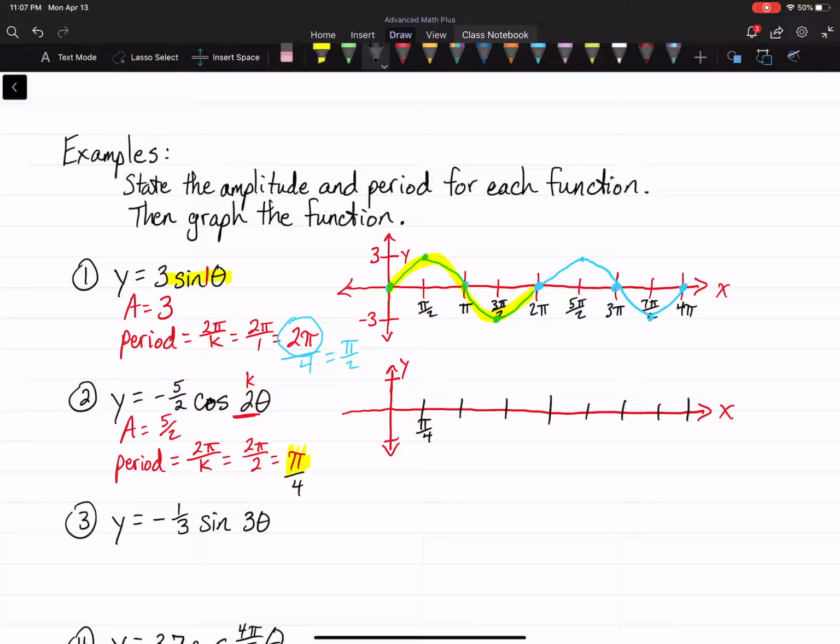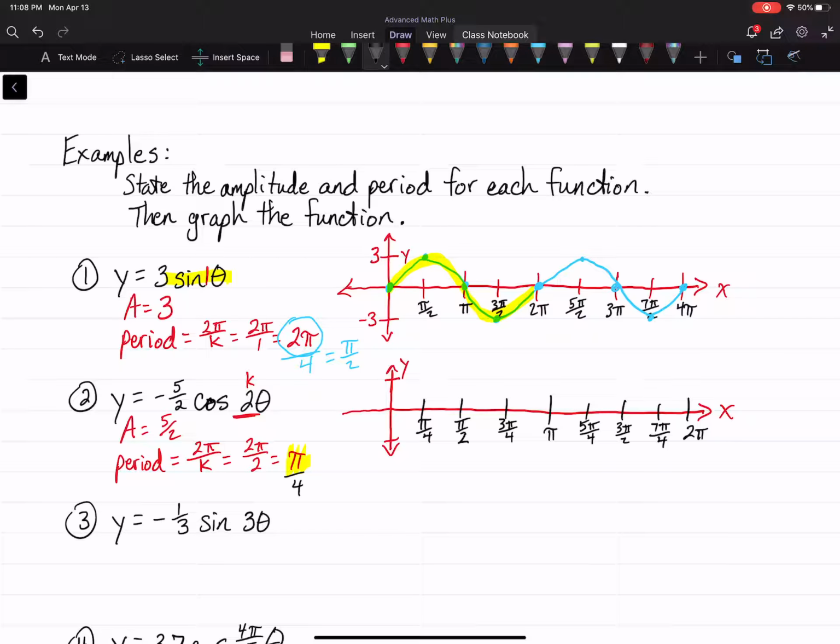So pi over 4, 2 pi over 4 would be pi over 2. 3 pi over 4, 4 pi over 4 is pi. That's 1 period worth. 5 pi over 4, 6 pi over 4 reduces to 3 pi over 2. 7 pi over 4. And then finally 8 pi over 4 is 2 pi.